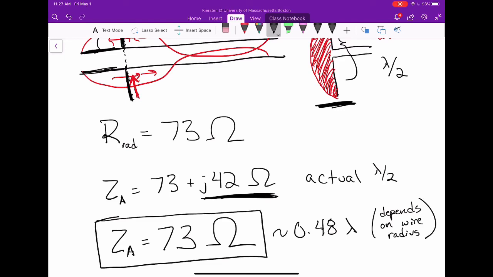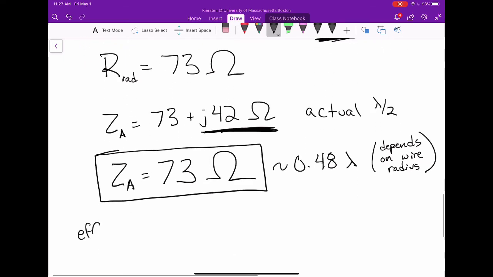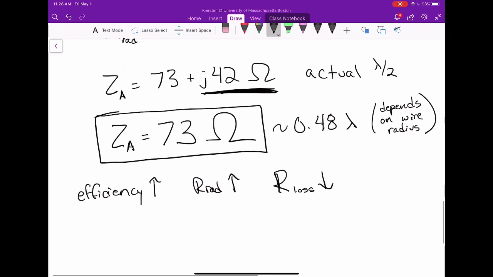So, as you might be gathering from this, efficiency is higher if the radiation resistance is higher. It's also higher if the loss resistance is lower, but there's only so much you can do about that with realistic materials. So, in general, we'd like to have a higher radiation resistance, and that is related to the antenna size and the current distribution.